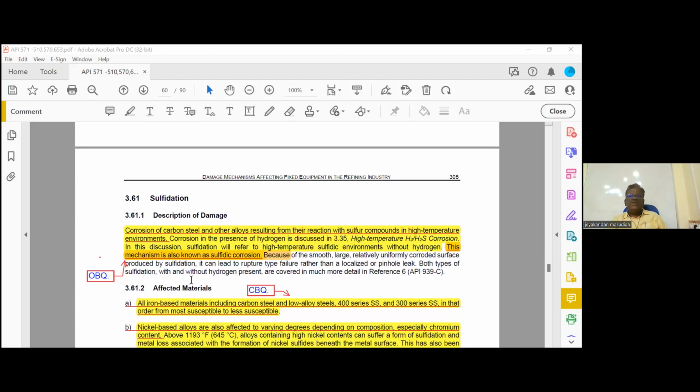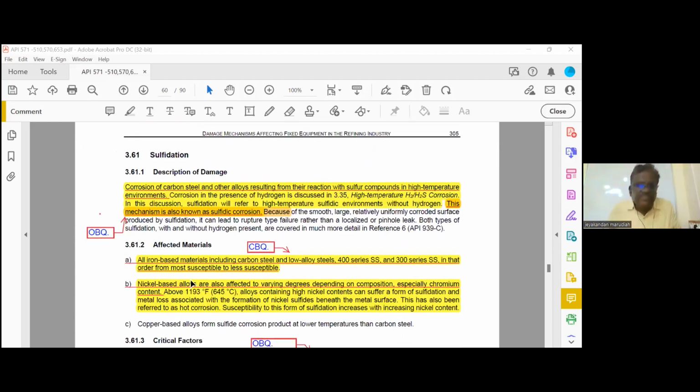Then finally, sulfidation, the last damage mechanism. This is another important damage mechanism. First one, what is sulfidation? Sulfidation is a uniform corrosion caused by sulfur with carbon steel or low alloy steel at temperatures above 500 degrees Fahrenheit. So sulfidation will happen only in carbon steel and low alloy steel. Even 400 series and 300 series alloys are resistant.